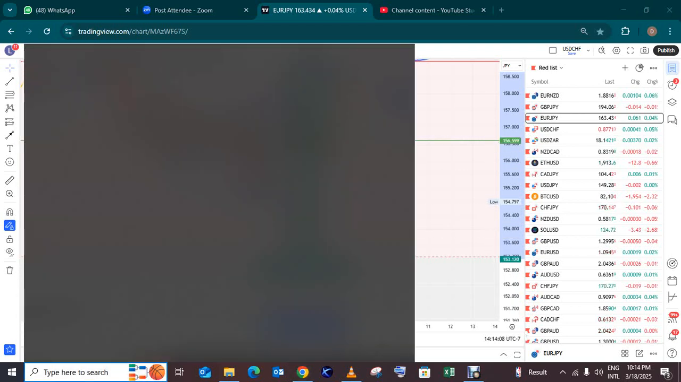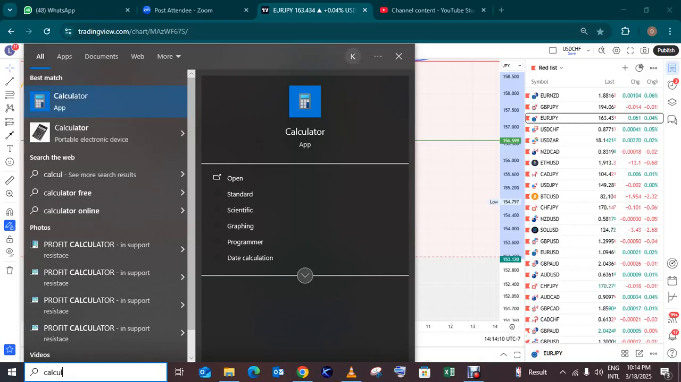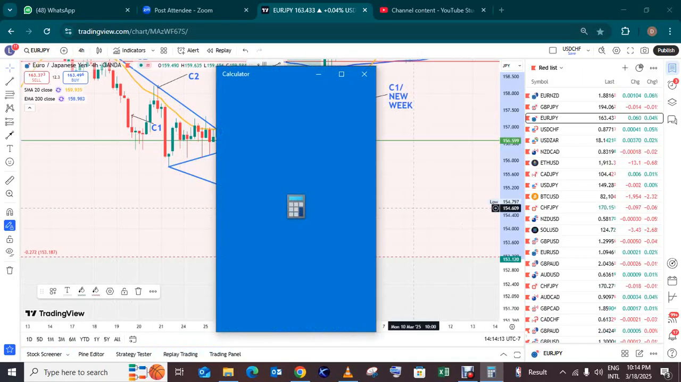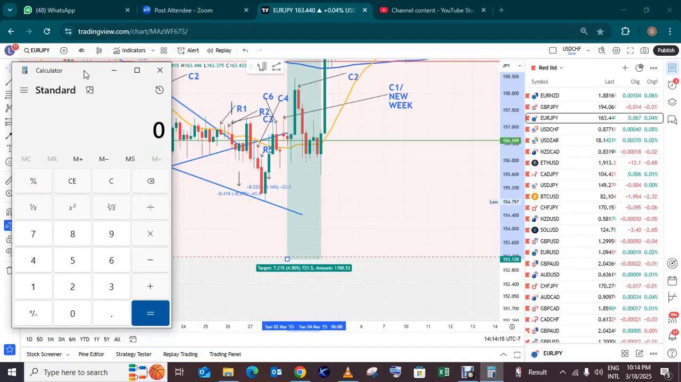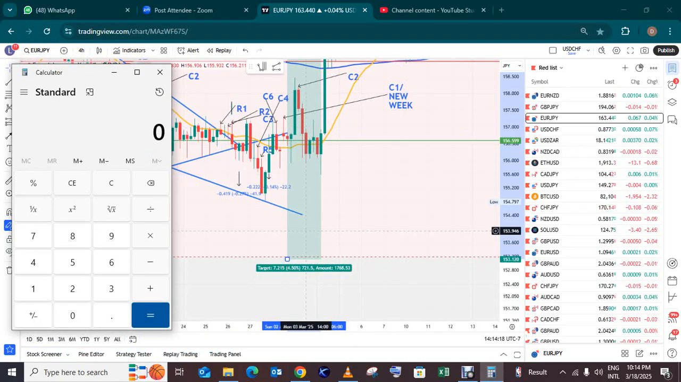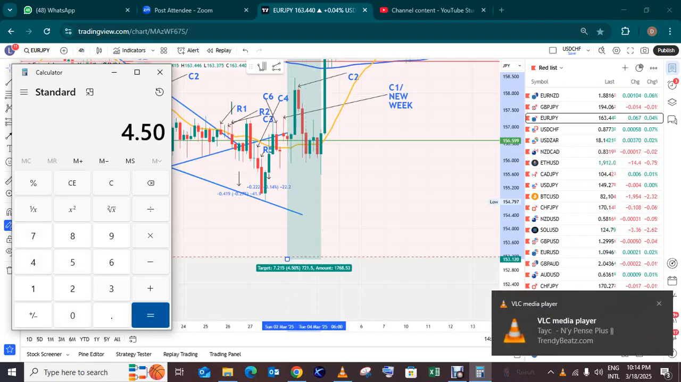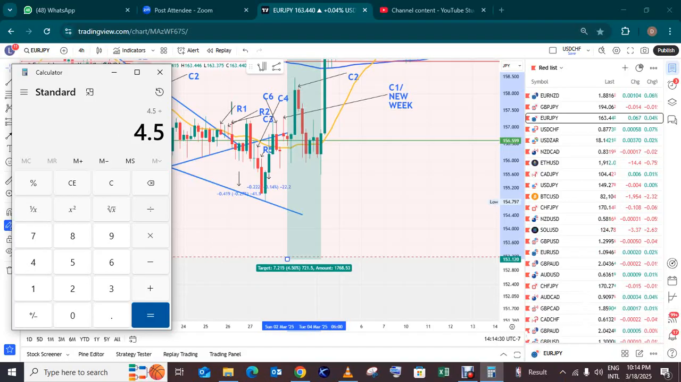So let's go to the calculator. Now this is the calculator here. We have 4.50%. So what I do is on my calculator I put in 4.50. Now I'm going to divide this into 4 places. So I divide this by 2, then we have 2.25. I divide it again by 2, and again by 2, and again by 2.